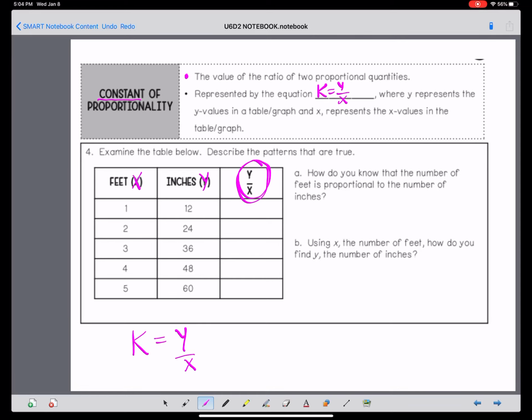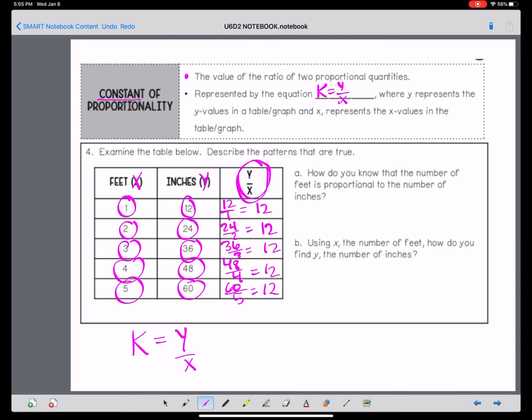So let's do that. Our y value in this case is 12, and our x value is 1. 12 divided by 1 gives us 12. The next one, 24 divided by 2, will also give you 12. 36 divided by 3 gives you 12. What we're seeing here is a pattern. Every single time we seem to be getting the constant of 12. So we can assume that 12 is our constant.